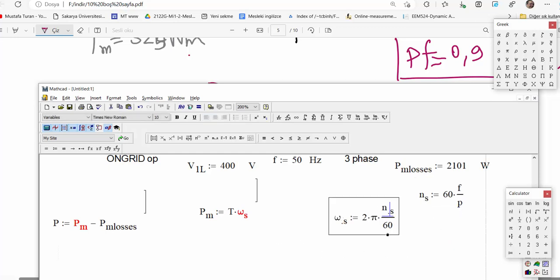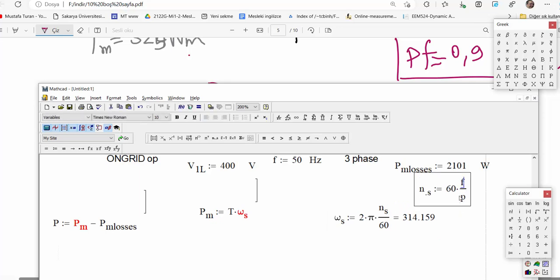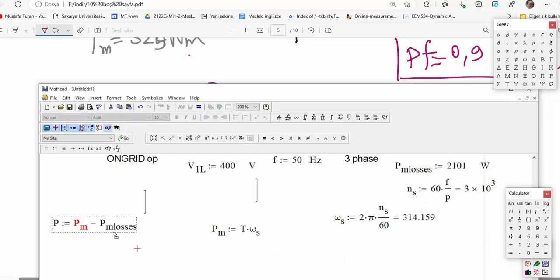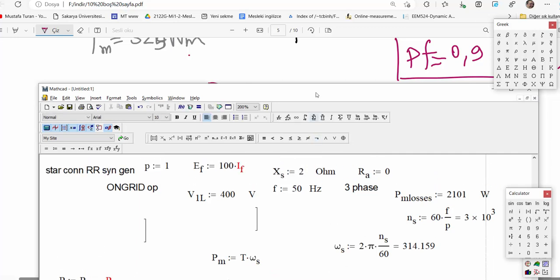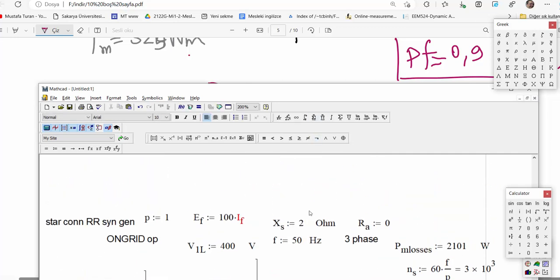So let's check it out. It must be 314. Yes, we are correct. That must be 3000 RPM. Yes, and the angular speed is substituted here. What is the torque?